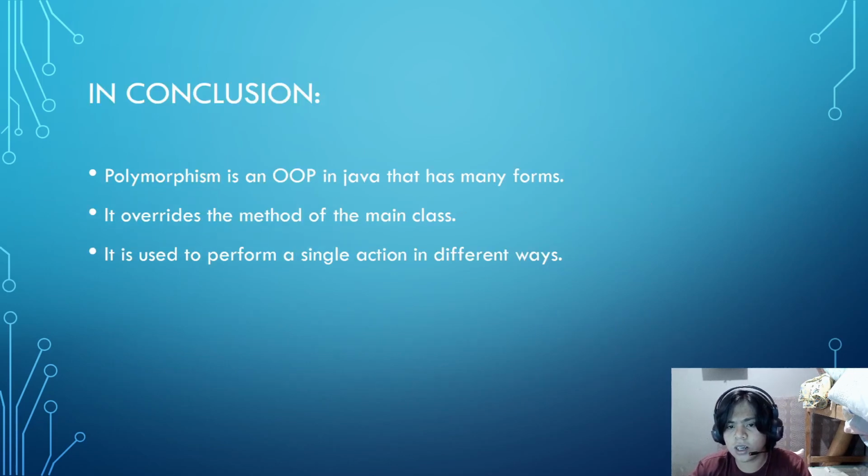Now, in conclusion, guys, polymorphism is an OOP concept in Java. It has many forms. And what it does in the program is it overrides the methods of the main class, and it is also used to perform a single action in many different ways. Now I will show you guys how to write a program on polymorphism.